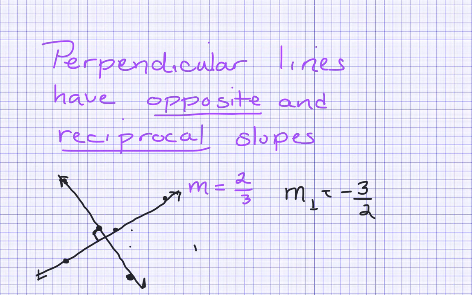If the slope was, let's say the slope was 4, the opposite reciprocal slope, the perpendicular slope, would have to be negative 1/4. So 4 over 1 becomes negative 1/4.